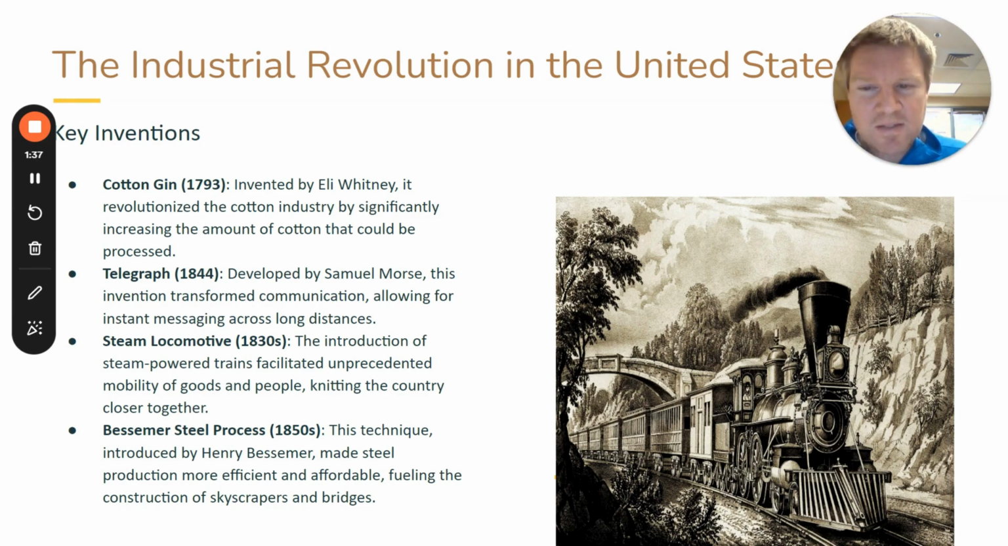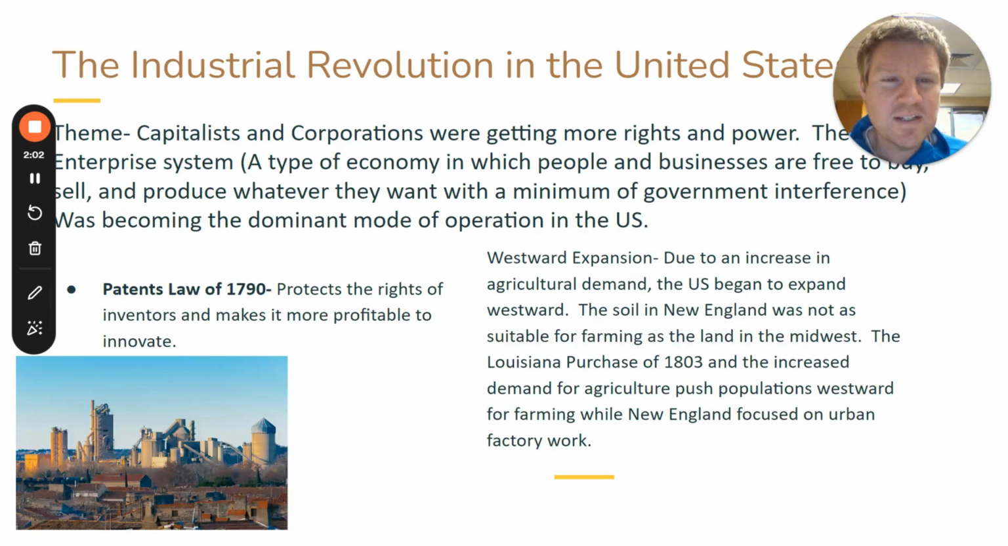And then finally, the Bessemer steel process. This is going to lead to the production of steel, making it more affordable and commonly used in construction. It's not going to be in these slides, but later on in our American history unit, we will see the skyscrapers in the urban development, as well as the Transcontinental Railroad that comes from the steel making process.